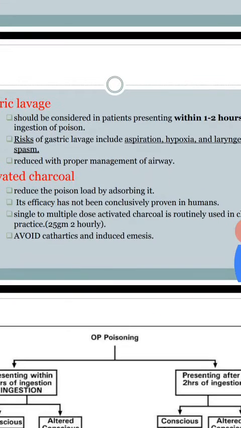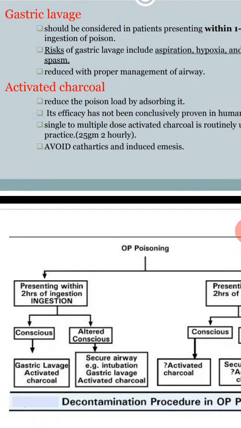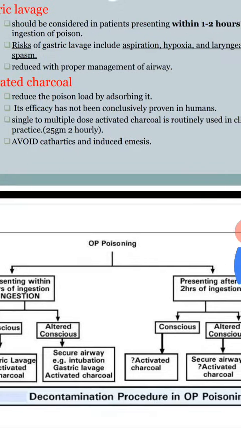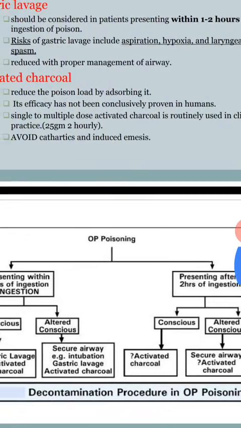Okay, next is activated charcoal. This activated charcoal administration reduces the poison absorption. Next, single dose to multiple dose activated charcoal is routinely used in clinical practice, 25 grams every 2 hours. Avoid cathartics and induction of emesis.